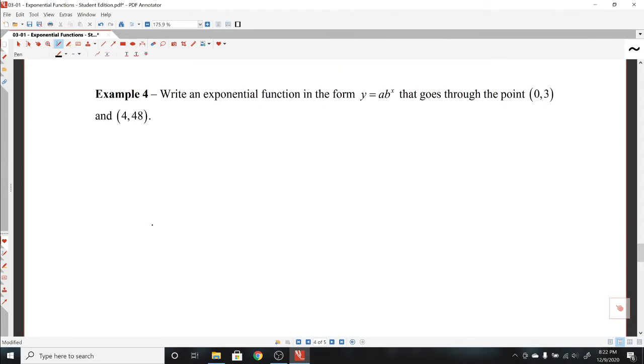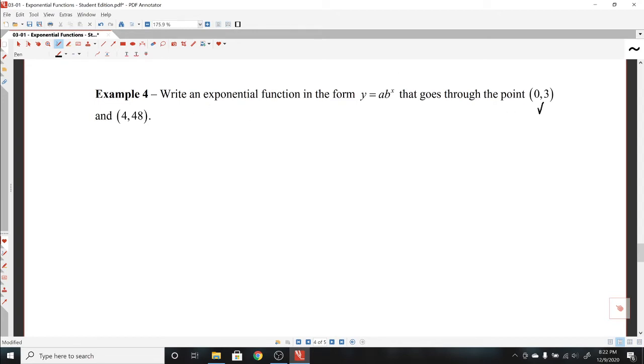So the last couple of examples I want to do has you writing an exponential function given some pieces of information. So if you remember way back in Algebra 1, your algebra teacher gave you 2 points, and you had to get a line through that. We did a little bit with quadratics, giving you some points and finding a quadratic that goes through that. Now we're going to take the same idea with exponential functions. So again, an exponential function in this form that goes through this point and this point.